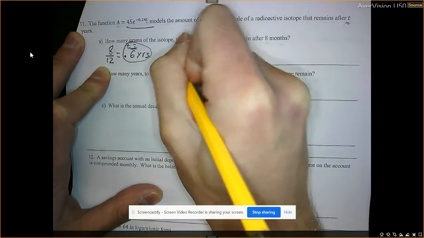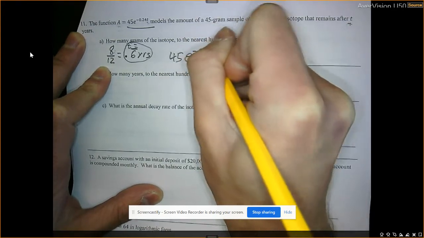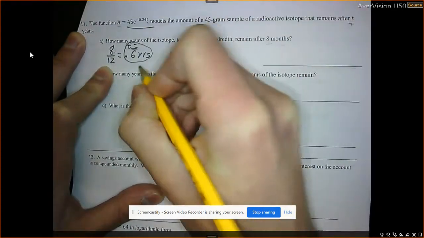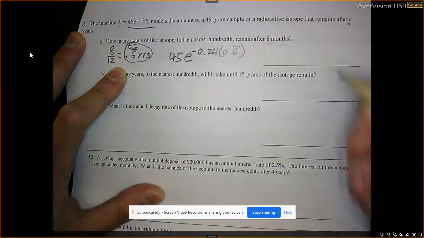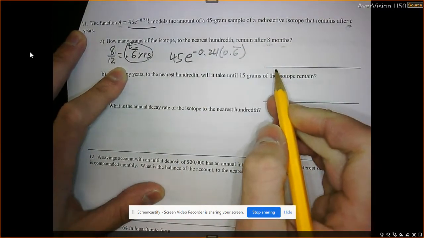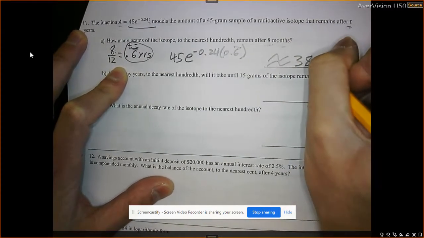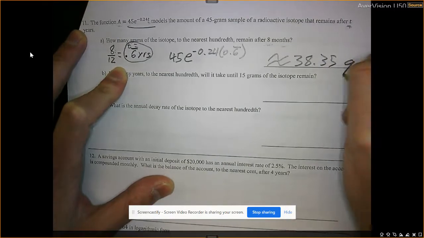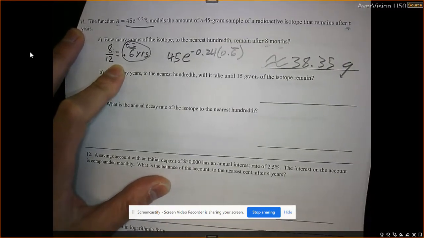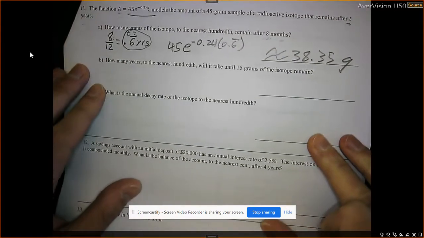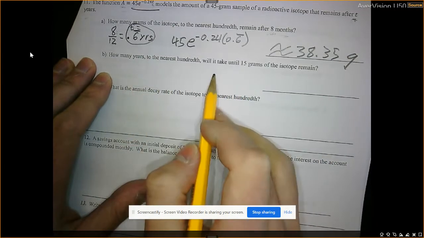If I have 45 times e to the negative 0.24 times my t, which I just found to be 0.6 repeating, that's going to give me my answer. Once I multiply all this out, it's going to be a rounded answer, and I got about 38.35 grams. This is a G, not a 9. Okay, 38.35 grams, about.